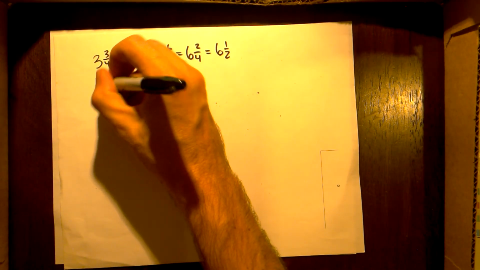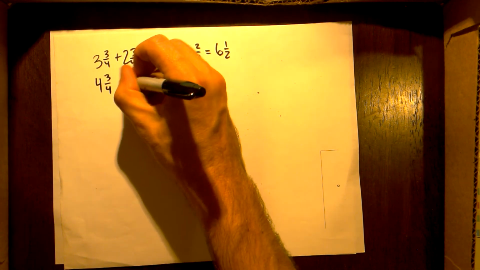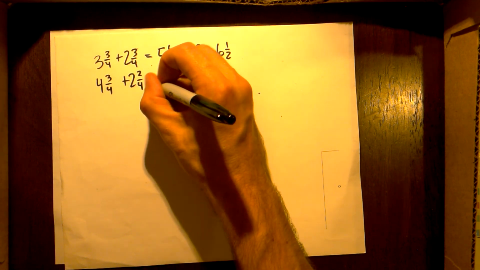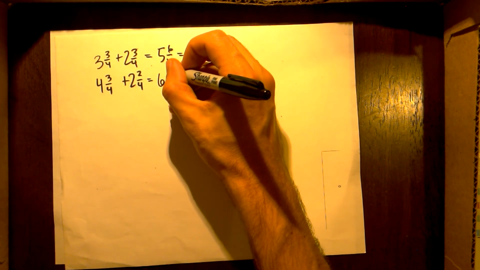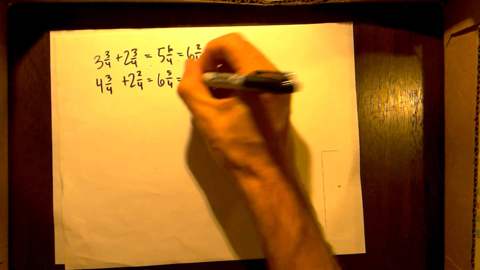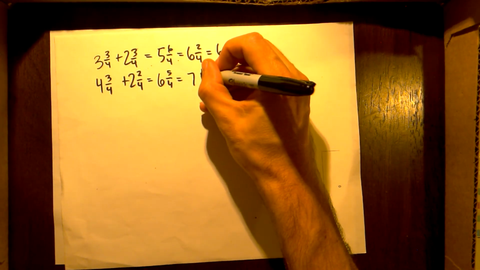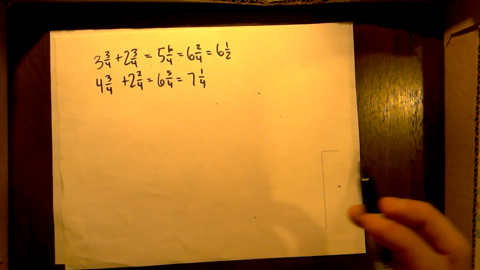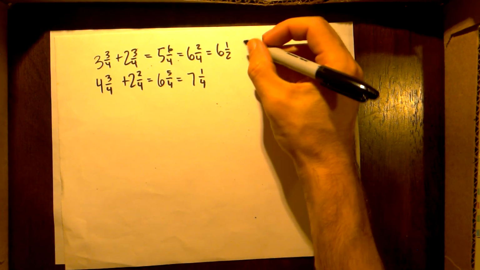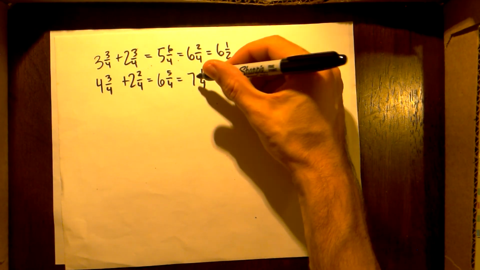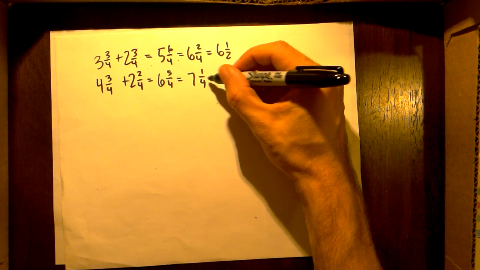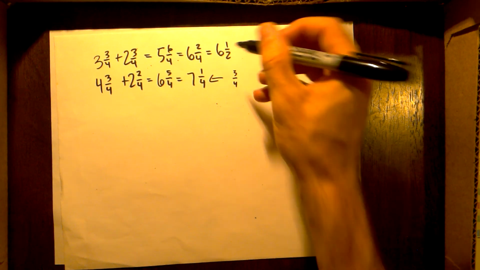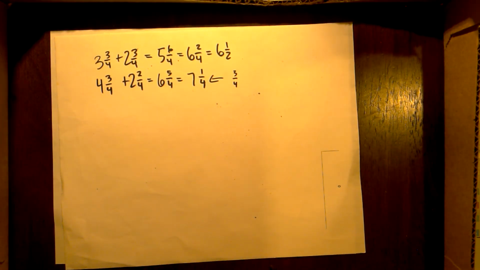Then we do 4 3/4 plus 2 2/4. I changed that from 1/2 to be 2/4, so I can add it. That gives me 6 5/4, which then equals 7 1/4. Okay, the hikers hiked 3/4 mile more in the afternoon than in the morning. Well, this is 6 2/4. This is 7 1/4. So I'm pretty sure that this is 3/4 more than 6 1/2. So answer choice A.